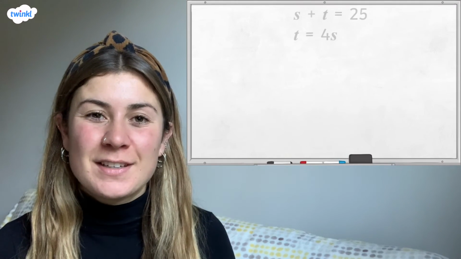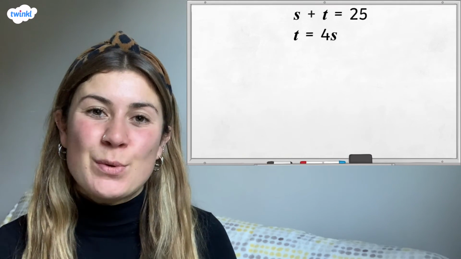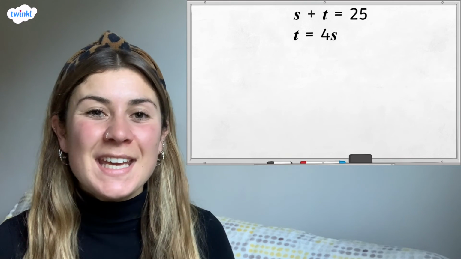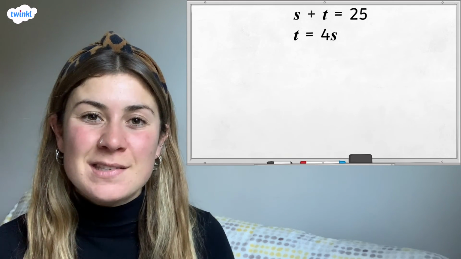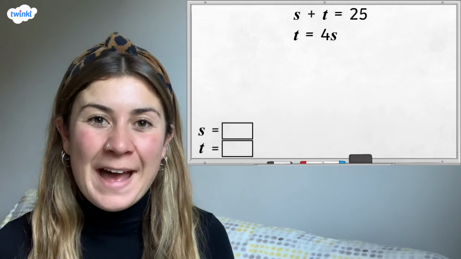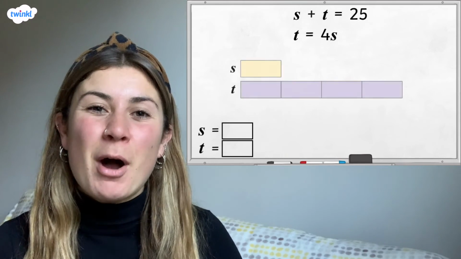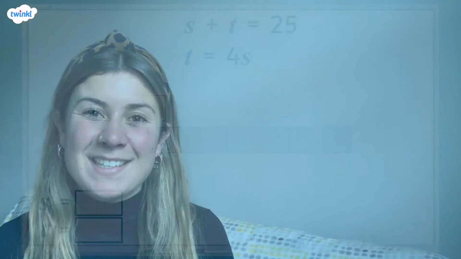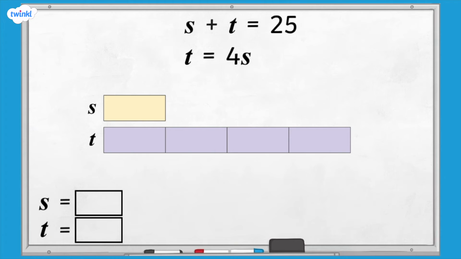Now let's take a look at a slightly different type of question. If s add t equals 25 and t is 4 times the size of s, what are the values of s and t? This time our bar model would look like this. The bar representing t will be 4 times the size of the bar representing s. We know that the total of the bars is 25, so we can add that information to our bar model.